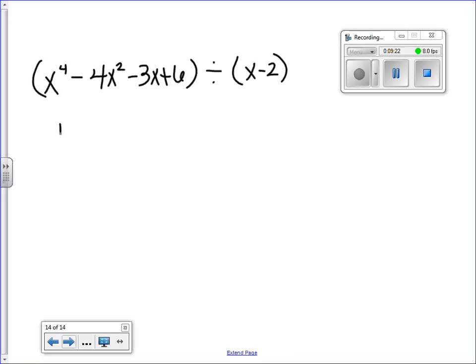Okay, what goes in my little half square right here? 2. Why a positive 2? Opposite of that. Yes. Now, what am I going to start writing right here? I got to write these out: 1, negative 4, 0, 4, 2, negative 4, negative 3.